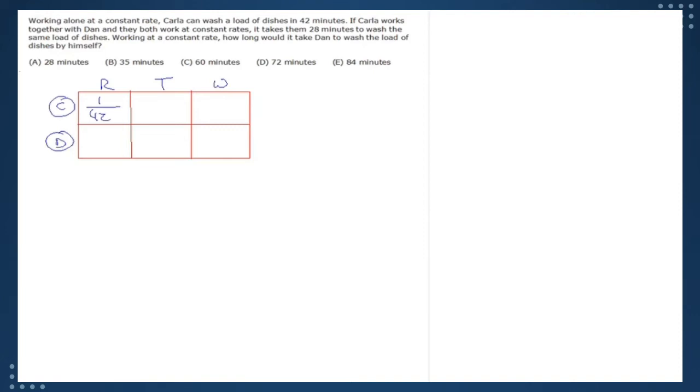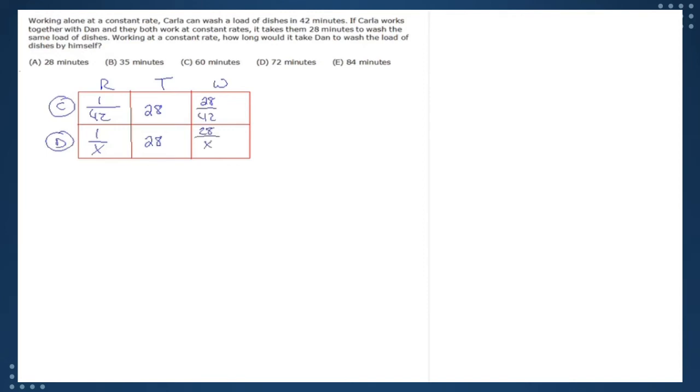Not to mention, it says how long would it take Dan to load the dishes by himself. So one of the mistakes that people make is instead of putting 1/x, they like to put x. Remember, your rates have to match. So Carla's rate is 1 job in 42 minutes. Dan's rate has to be 1 job in X minutes. So just keep that in the back of your mind. We have 28 minutes for them to work together to wash the dishes. So we have 28/42 and 28/x.